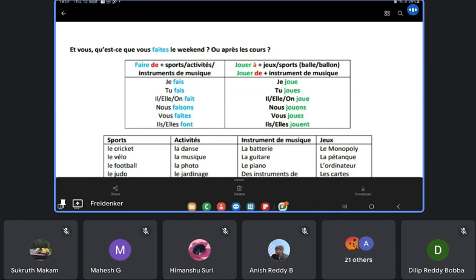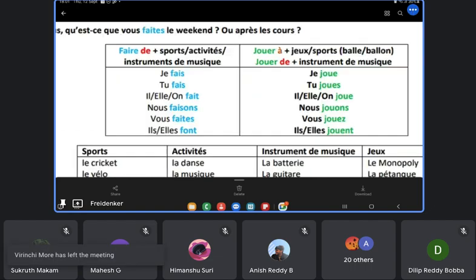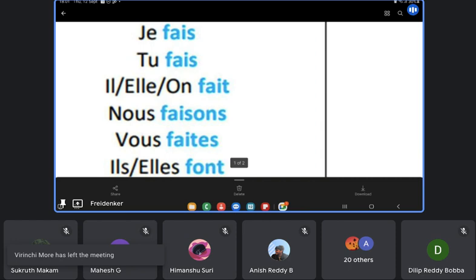you want to talk about playing musical instruments. We will look at specific examples after this, on the next page. But as of now, what you're supposed to do is know how to conjugate faire, the one in the blue color, on the left side, this one. You're supposed to know this conjugation. I'll assume you will be learning this.